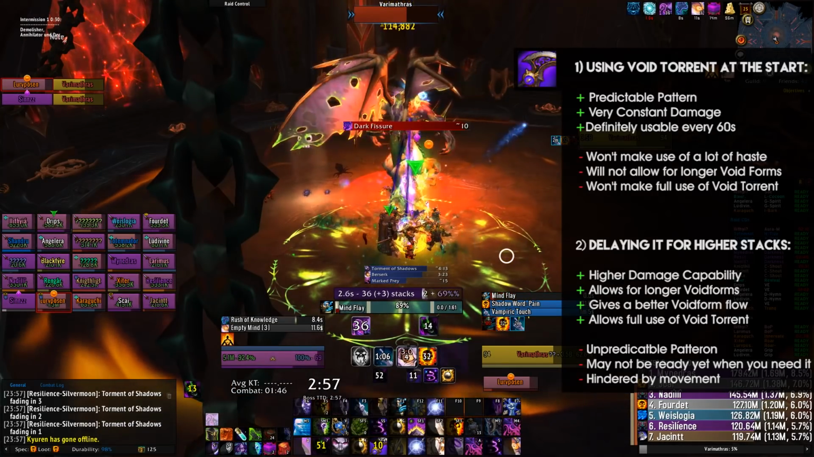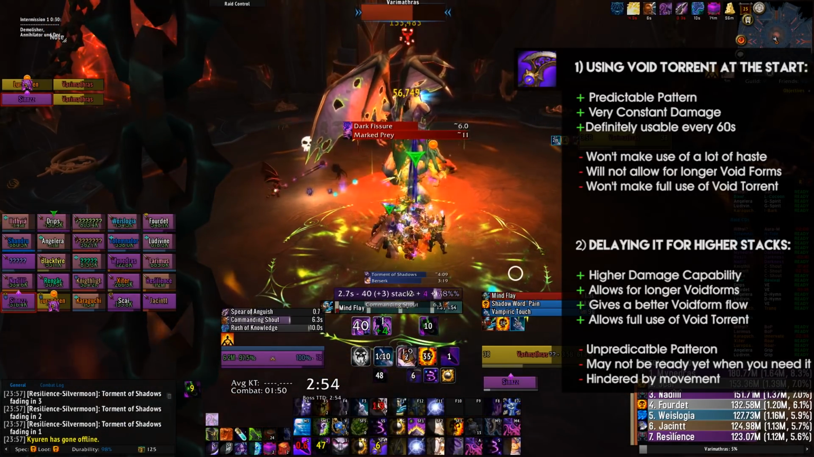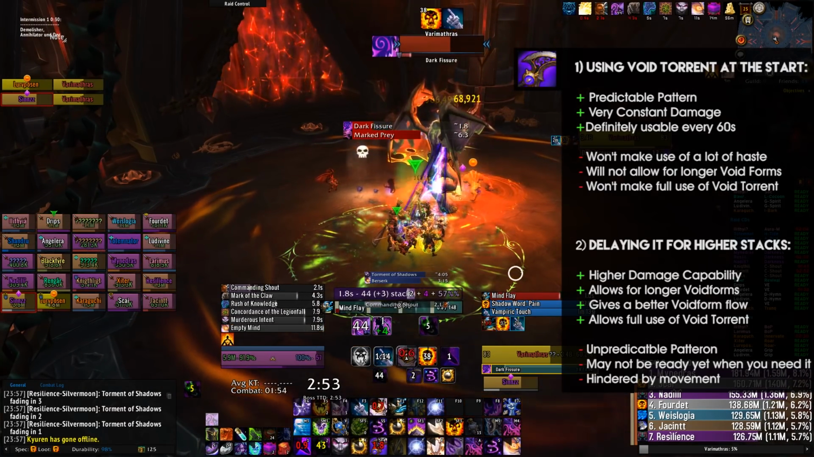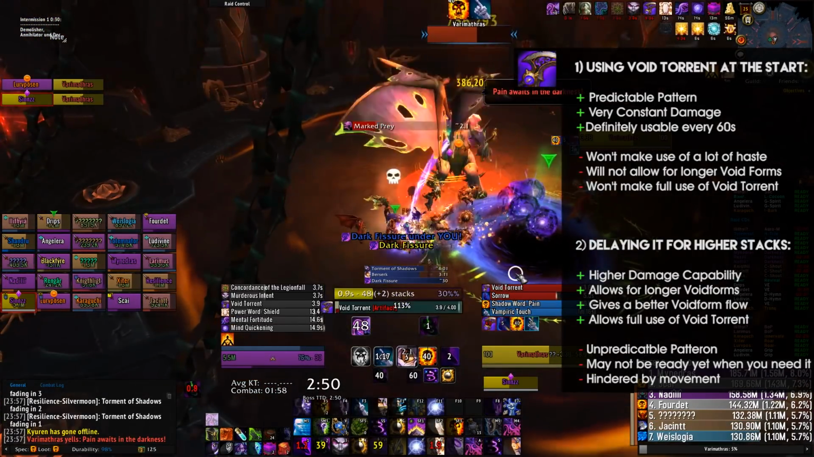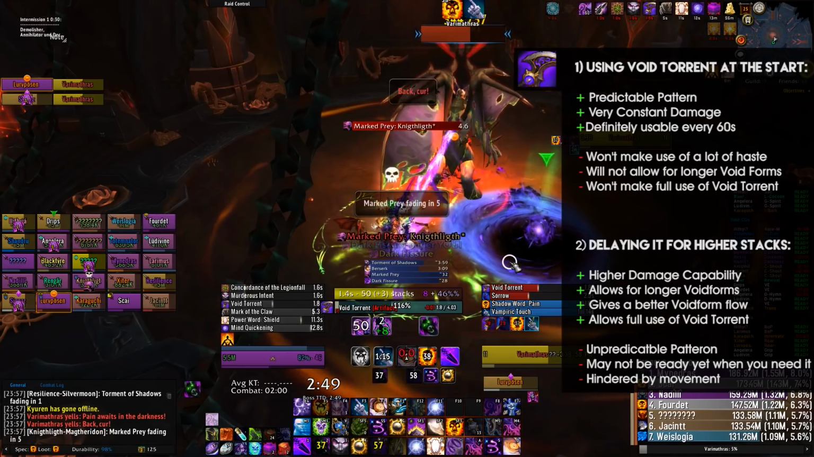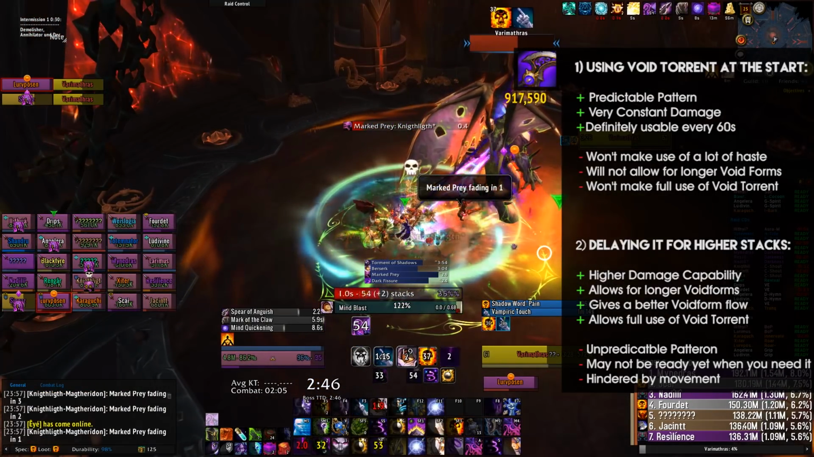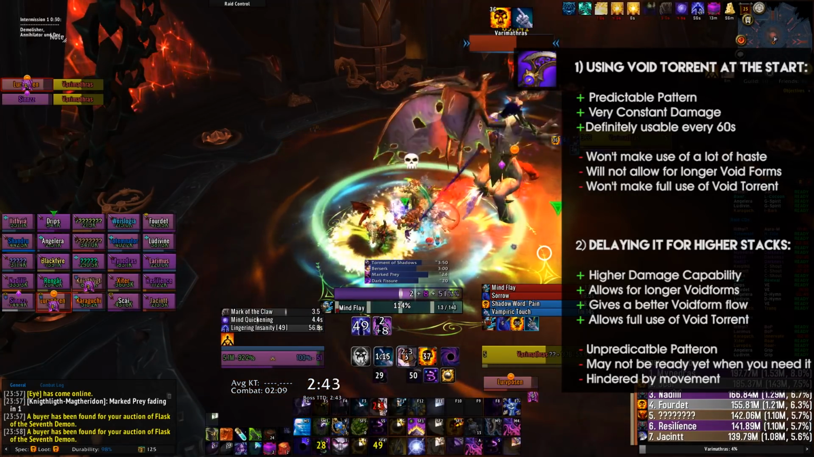The second way to use Void Torrent is to let it halt your insanity at high stacks, close towards the end of your void form. This will allow the spell to channel with a higher amount of haste, dealing more damage and letting you stay in void form for a little longer. It also, ideally, lets you have more lingering insanity stacks to play with while outside of your void form, which will bring you into void form a lot quicker, thus repeating the same process.